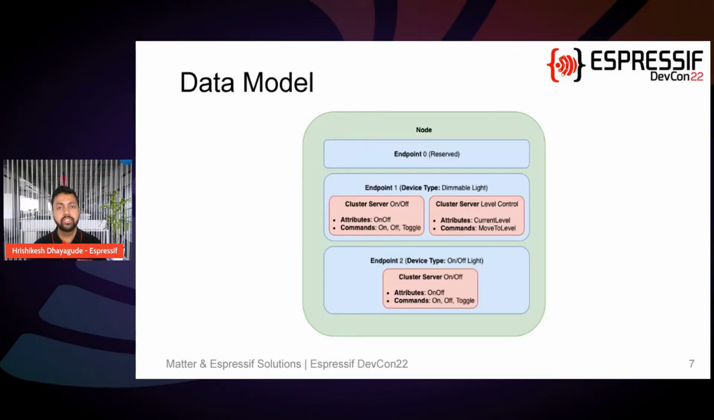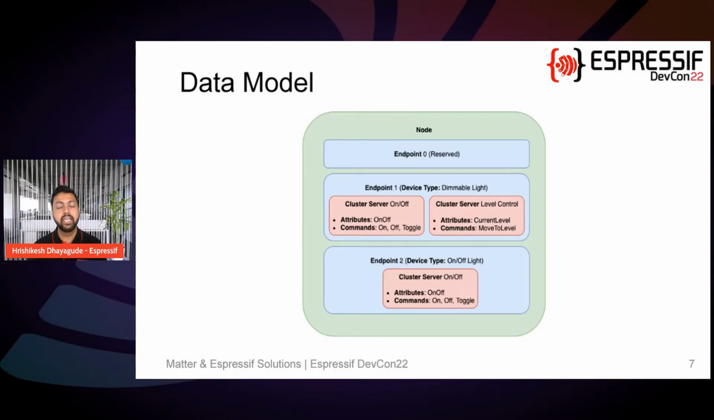The diagram shows a luminaire node that has a dimmable light and an on-off light. As can be seen, on the top, there is endpoint 0. Endpoint 0 is a reserved endpoint, which is the root node device type. It has the functionality that is applicable to the entire node. It includes clusters like ACL, commissioning, basic information, and OTA.